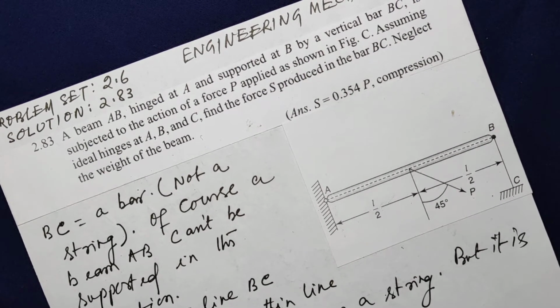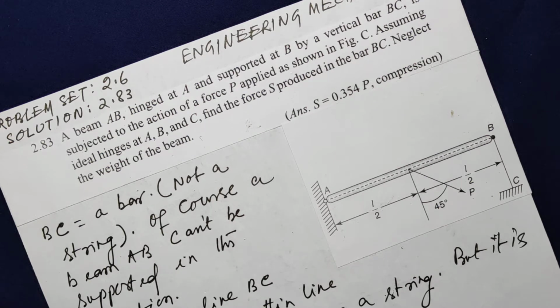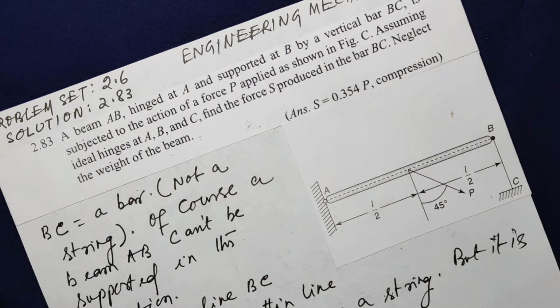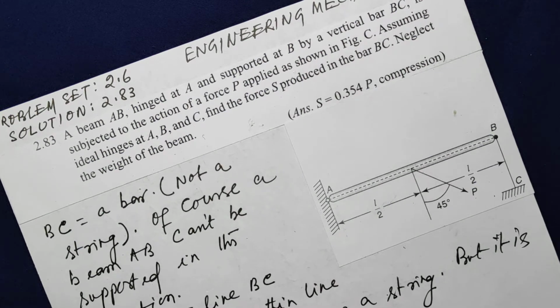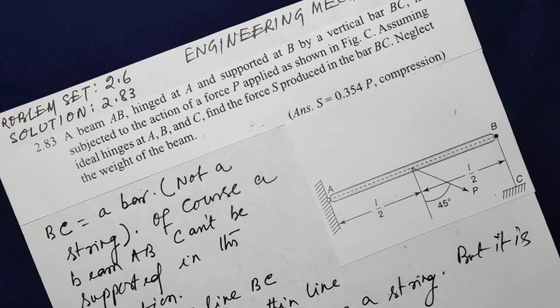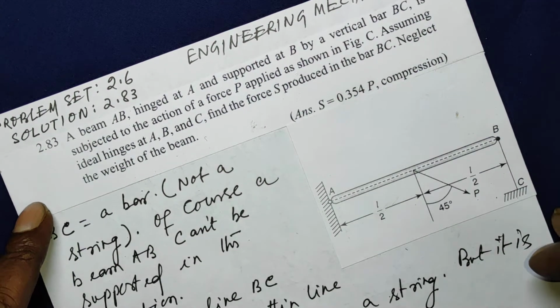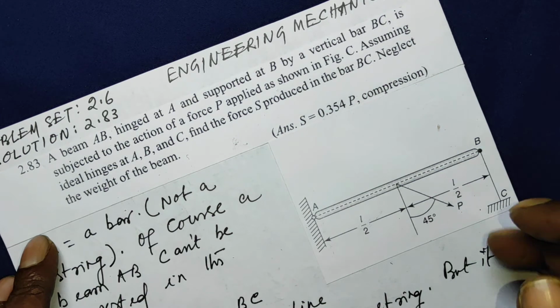Now, one more problem from engineering mechanics, problem set 2.6, solution to 2.83. In problem set 2.6, we have been dealing with problems by applying the moment of a force, that is, the turning effect of a force about a given point. We are not applying the projection method, which we did in problem set 2.5. So the statement of the problem runs like this.